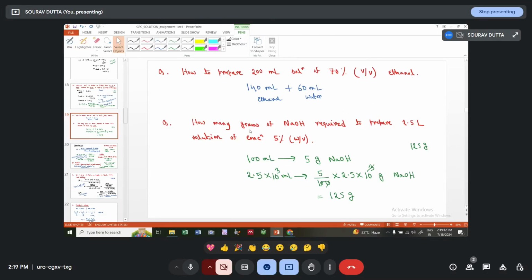Okay, sanitizer 70% IPA, like 70% ethanol. Okay, how many grams of sodium hydroxide is required to prepare 2.5 liter solution of concentration 5% W by V? So 5% W by V means 100 ml solution contain 5 gram sodium hydroxide. Okay, so 2.5 liter. So at first you have to convert it to milliliter. 2.5 into 10 to the power 3 ml solution contain 5 by 100 into 2.5 into 10 to the power 3, that is 125 gram of sodium hydroxide. Very easy question.